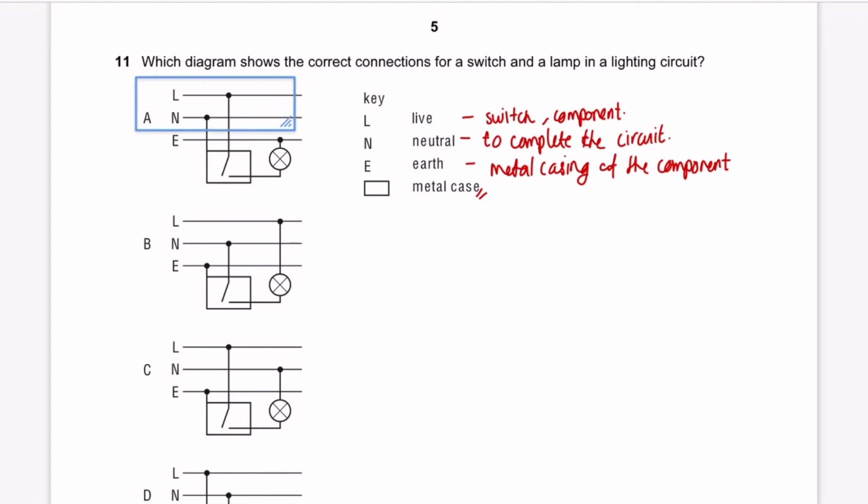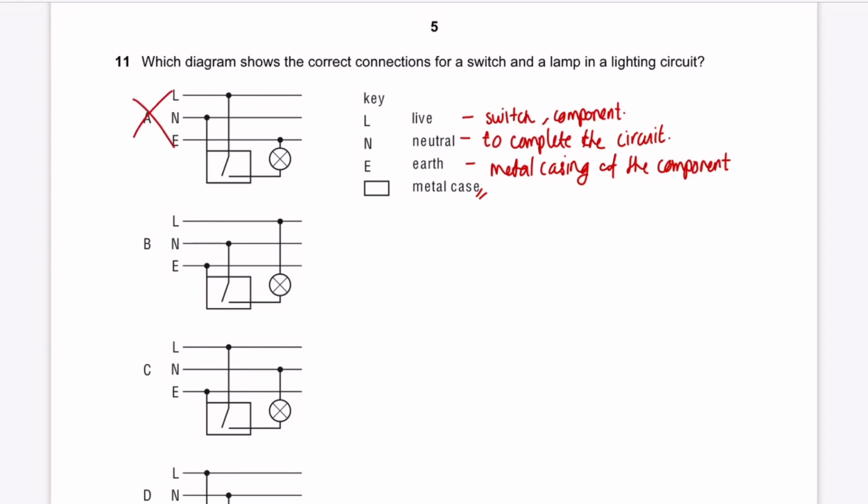We can see that option A, hold on, let me use a laser. Option A, we can see that the live is connected with the switch, which is correct, and also to the component, which is the light bulb. But we can see that the metal casing right here is connected to neutral wire. So this is not a correct setup.